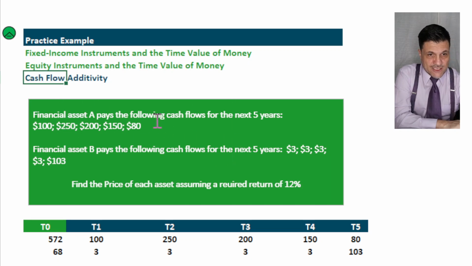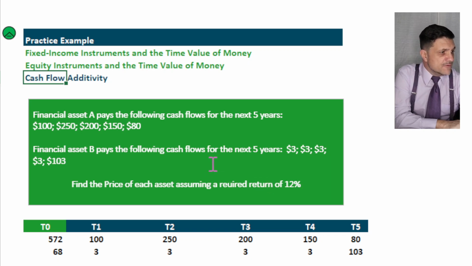So look at that. The financial asset A pays the following cash flows for 5 years: 100, 250, 200, 150, and 80, all positive cash flows, okay? The asset B pays 3, 3, 3, 3, 3, and 103. Right? Find the price of those instruments using a required return of 12%.